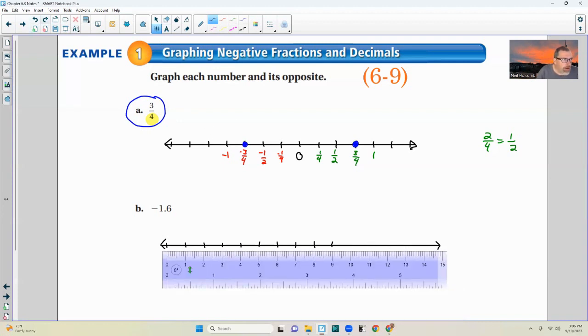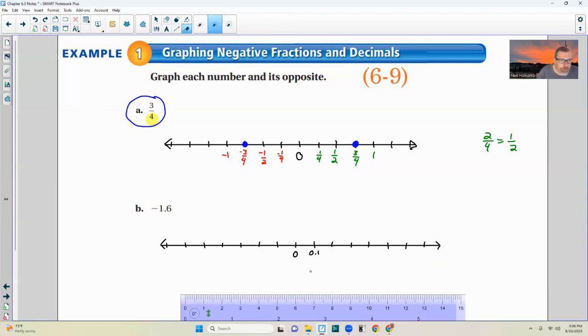Okay, let me erase this. Let's put 0 there. That's fine. Now I want to graph negative 1.6. If I think of 1.6, I could divide that by 2 and get 0.8. Or I could divide it by 4, and 4 goes into 16 4 times, so 0.4 times 4 is 1.6. So I could go in increments of 0.8 or 0.4. Let's do 0.4, because 0.8 would just be two spaces away from 0. So let's make our unit of measure 4/10.